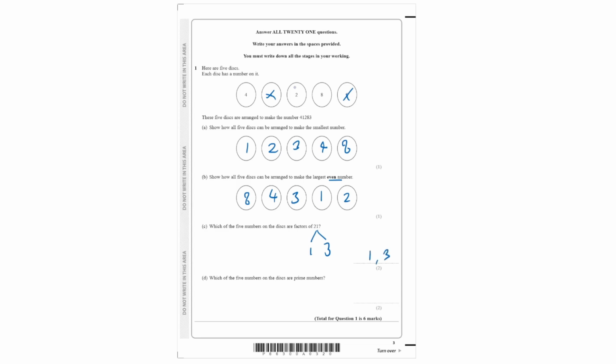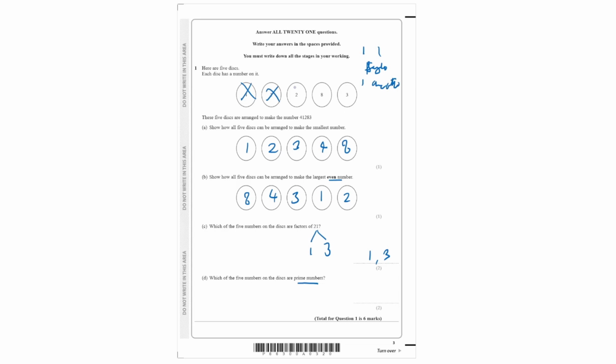Which of the 5 numbers are prime numbers? So a prime number is anything that's divisible by 1 and one other number. So we can see here, 4 is divisible by 2, 1, and 4. So that is not a prime number. 1 is divisible by 1, but it has to be divisible by at least one other number. 1 is divisible by 1 and itself, but these are a single number. We need at least one number, which is 1, and one other number. So this is not a prime number.